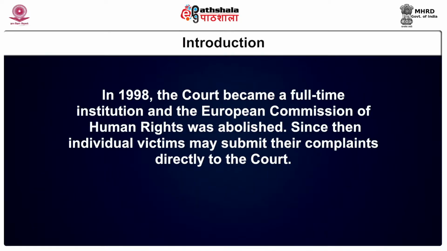In 1998, the court became a full-time institution and the European Commission of Human Rights was abolished. Since then, individual victims may submit their complaints directly to the court. The number of full-time judges is 47. The convention requires that judges be of high moral character and have qualifications suitable for high judicial office, or be jurisconsults of recognized competence.